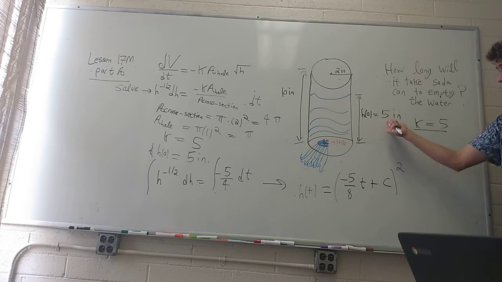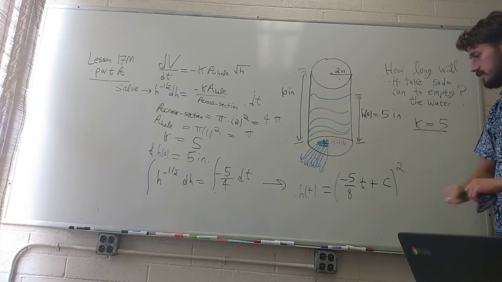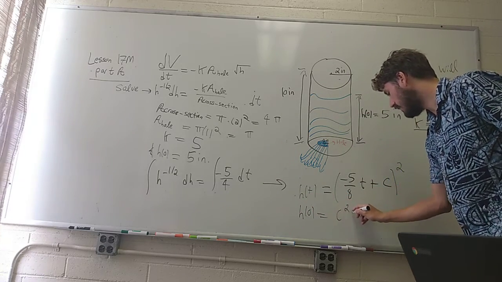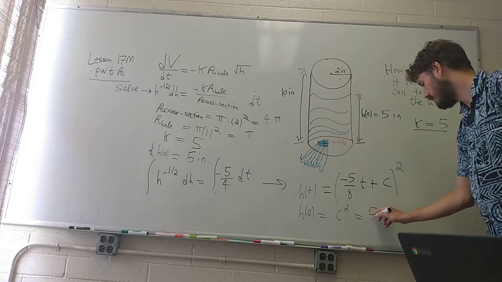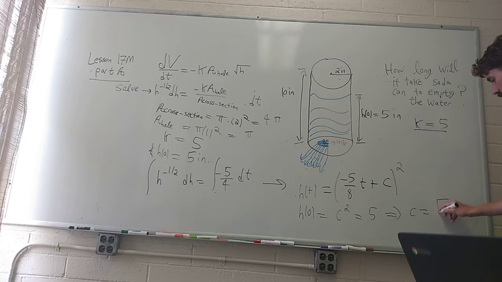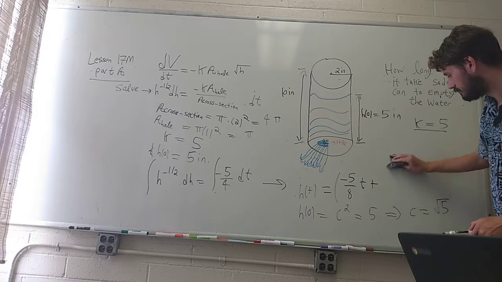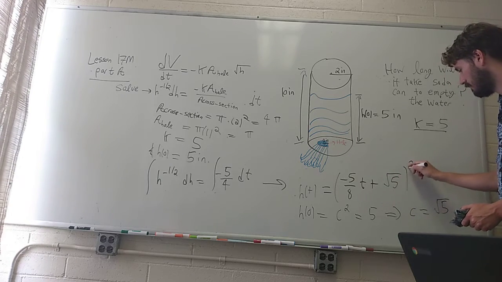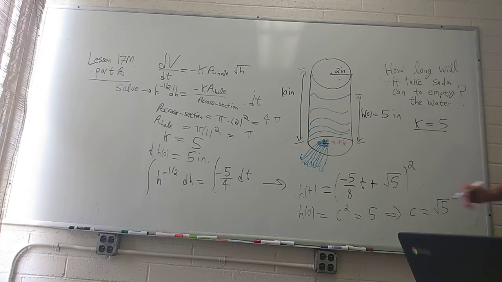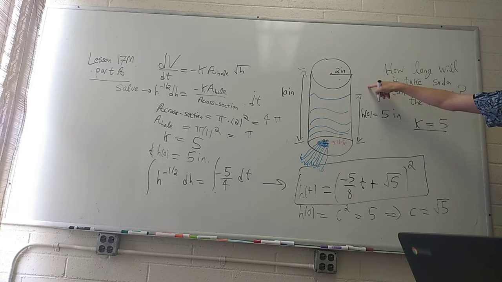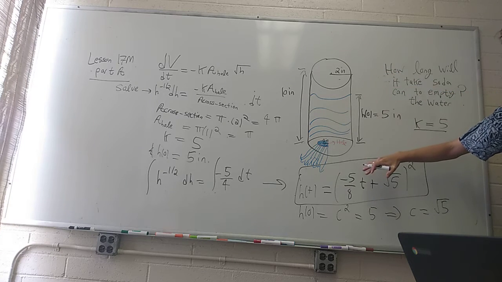Now, we need to deal with this. H of 0 is equal to 5. So h of 0 is c squared. That's the same as 5. So that means that c is equal to square root of 5. So we're going to plug it in here. Okay, so that's the formula. This gives you the height of the water in the soda can t seconds after the hole was punched in it.